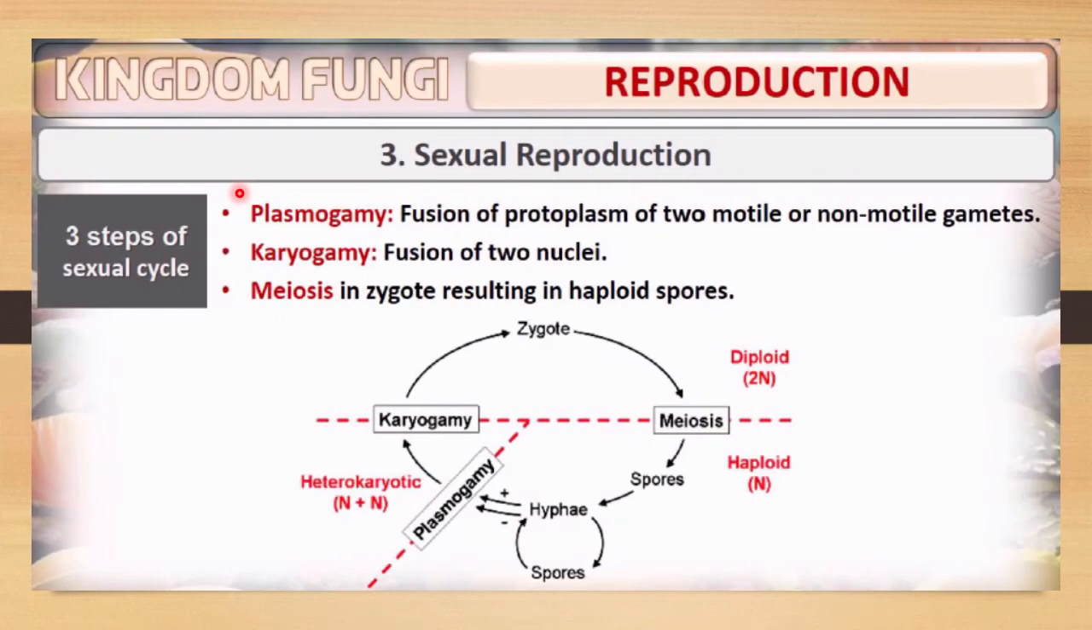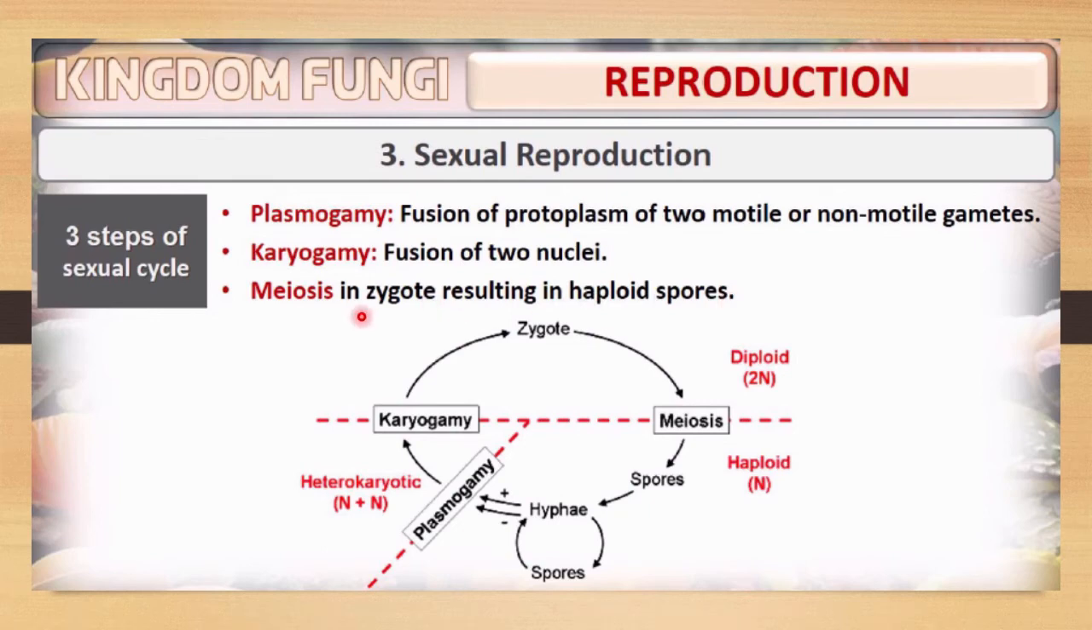Sexual reproduction is done in three steps. These three steps of the sexual cycle are plasmogamy, karyogamy, and meiosis. What is plasmogamy? It is the fusion of the protoplasm of two motile or non-motile gametes. Next is the karyogamy stage, which is the fusion of two nuclei. Then meiosis will occur, and meiosis in the zygote results in haploid spores.